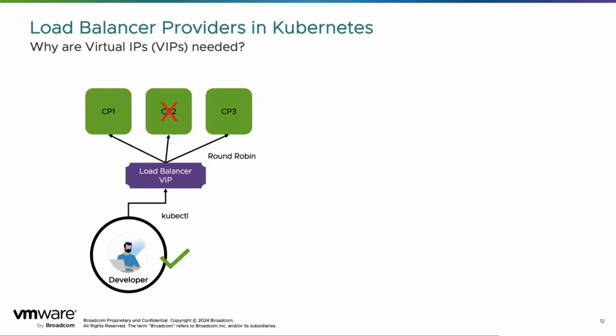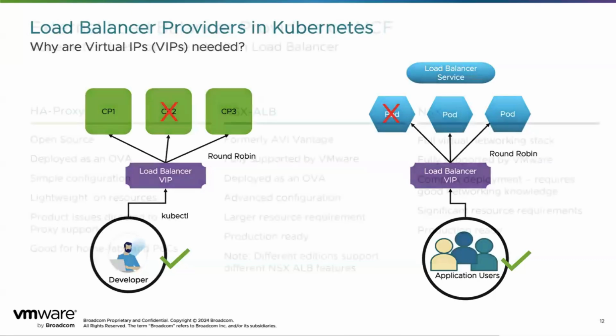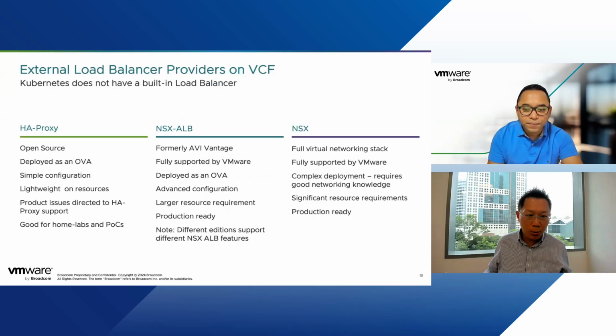Okay. So the control plane needs a load balancer, and you have a virtual IP, and then you can connect to the control plane. Then when you create vSphere pods or TKGs clusters, you need a load balancer as well, because you have multiple replicas of the Kubernetes pods. Similarly, if a pod goes down, you can send the traffic to the working pods. All right, since we need a load balancer, let's take a look at what options are available.